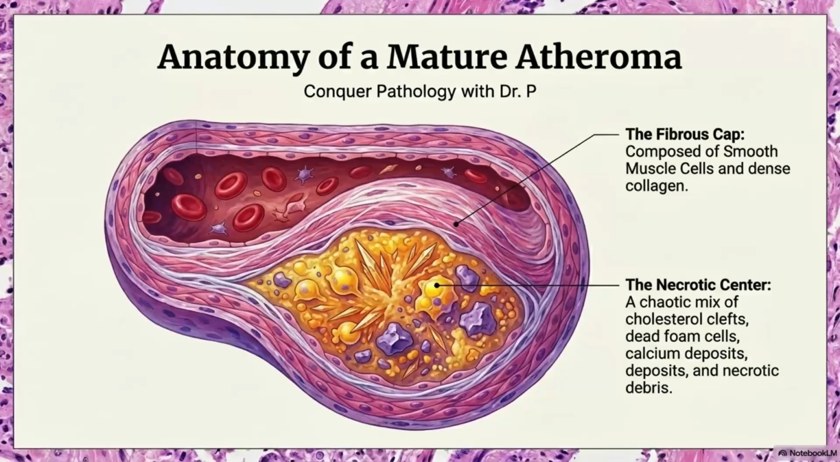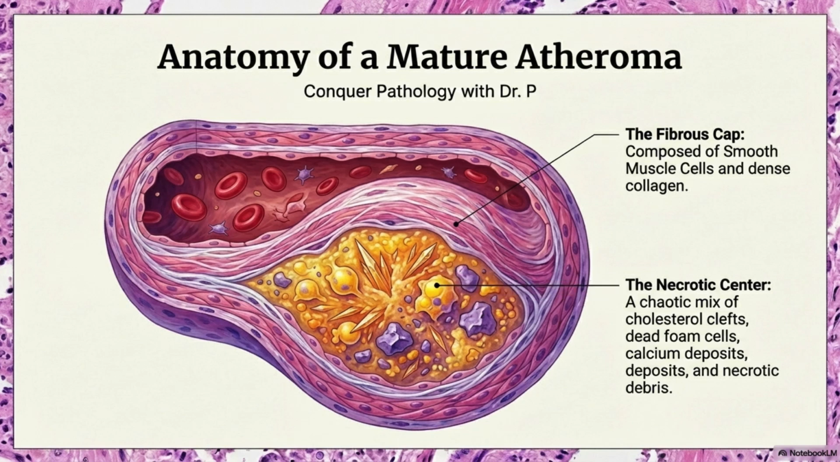Let's review the result on slide 12. Anatomy of a mature atheroma. It has two main parts, the fibrous cap, which is composed of smooth muscle cells and dense collagen, and beneath it, the necrotic center, which is a chaotic mix of cholesterol clefts, dead foam cells, calcium deposits, and necrotic debris.